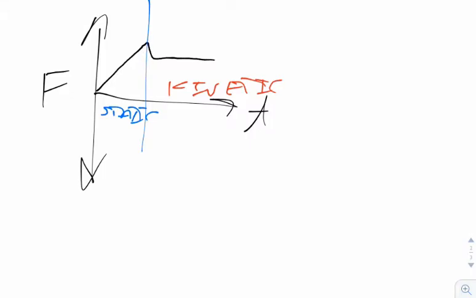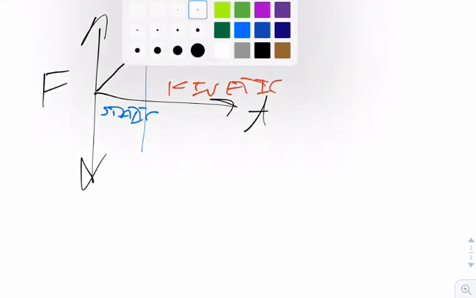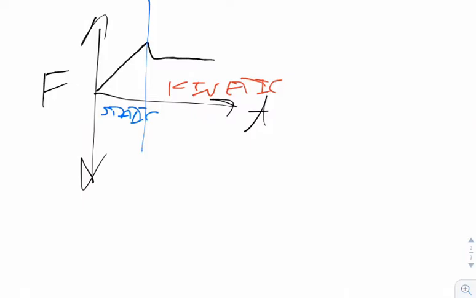Notice a couple of things. First of all, notice that the maximum value for the static friction when it started to move was larger than the kinetic friction. And then also notice that the kinetic friction stayed the same regardless of how fast you pulled it, so long as you pulled it at a constant speed.